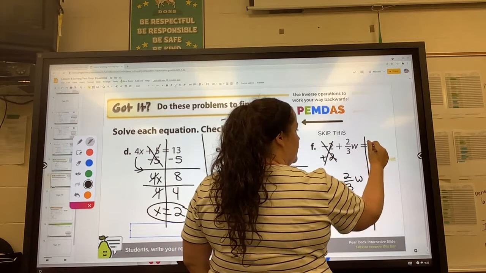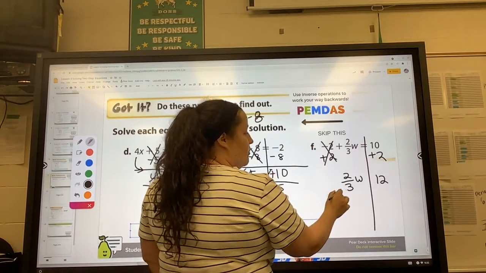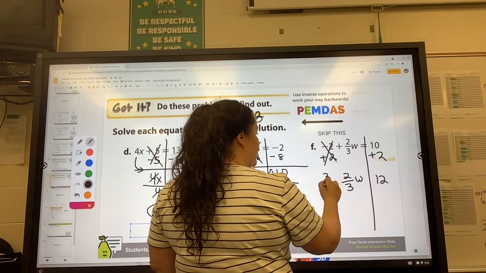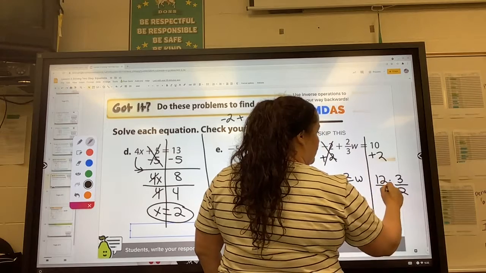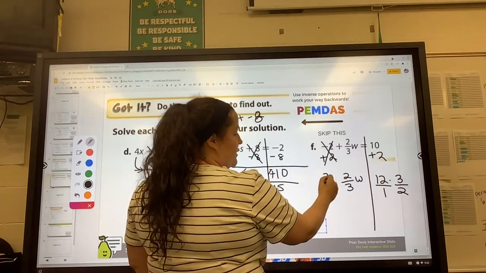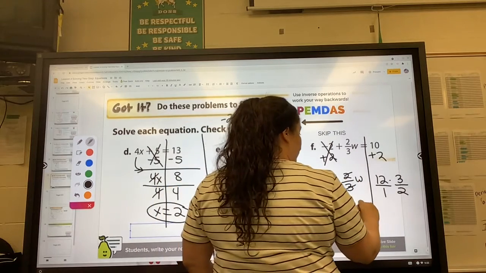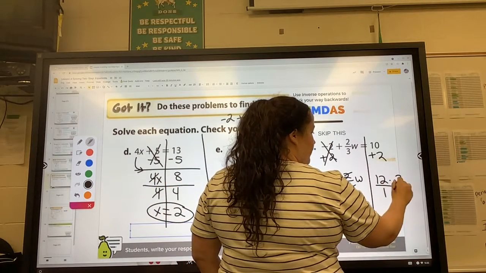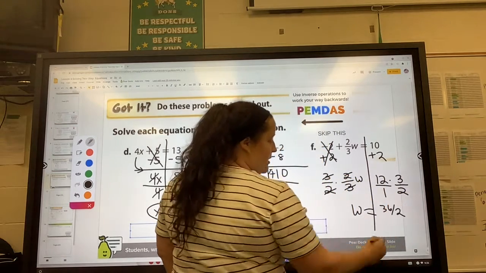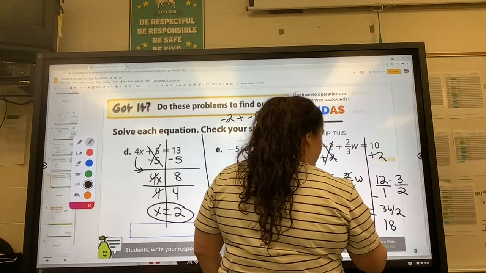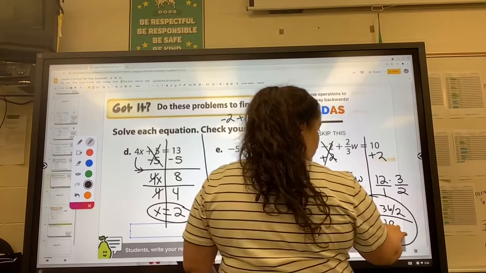2/3 w equals 12. Now to solve these, we actually multiply by the inverse of the fraction. We have to do that to both sides. And this is 12 over 1. And the reason why is because look what happens when you can cancel. So those cancel out. We're left with w equals 12 times 3 is 36 divided by 2, right? 1 times 2, which would be 18. So either one of those is an acceptable answer. It's either 36 over 2 or 18.